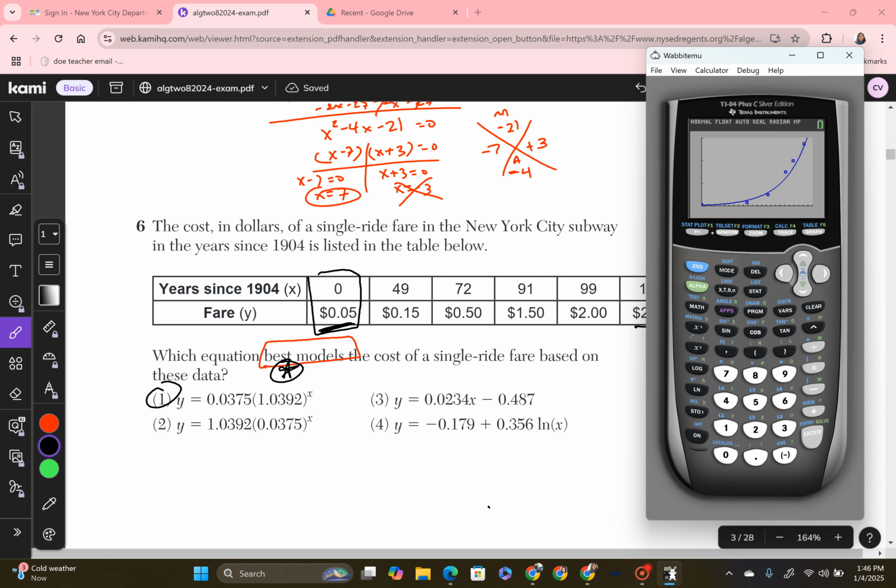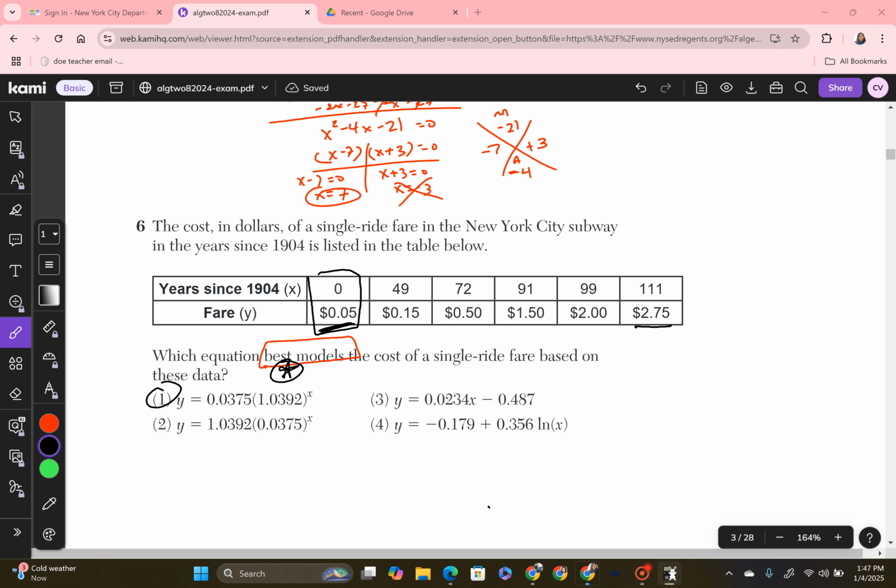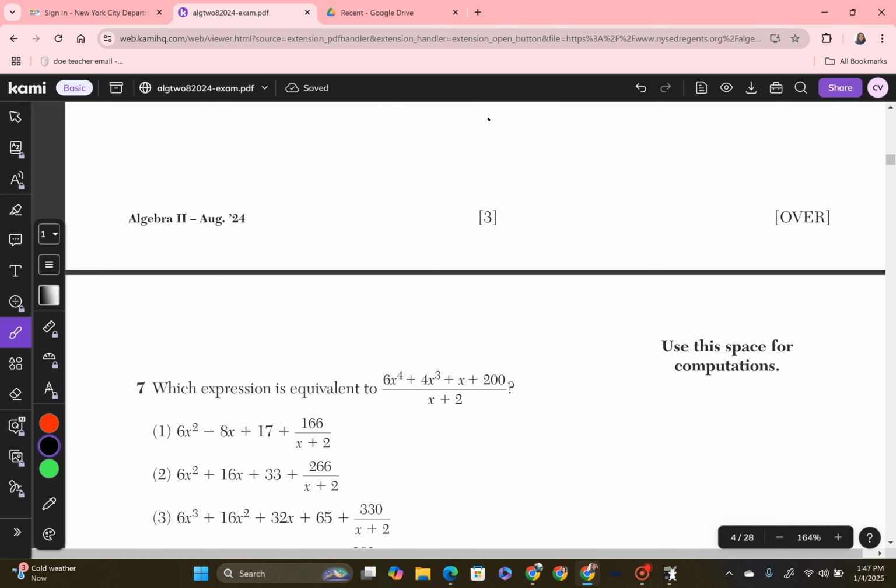I'm going to show you why, right? If I go to y equals right here and I type in the next one, 1.0392 parentheses, only one parentheses, 0.0375, close parentheses, to the x. Watch what happens with the second graph. You see how it's nowhere close? So that's not right. The 3 and the 4 are not going to also work. This is going to be a straight line. So the one that best models, again, keywords, is going to be choice 1.